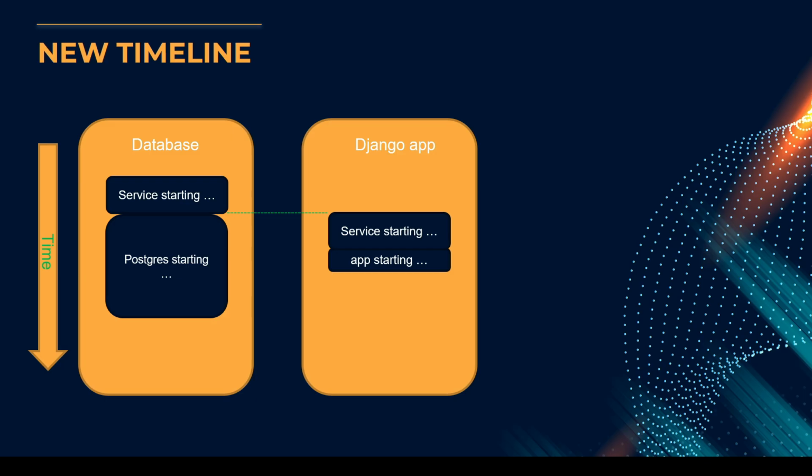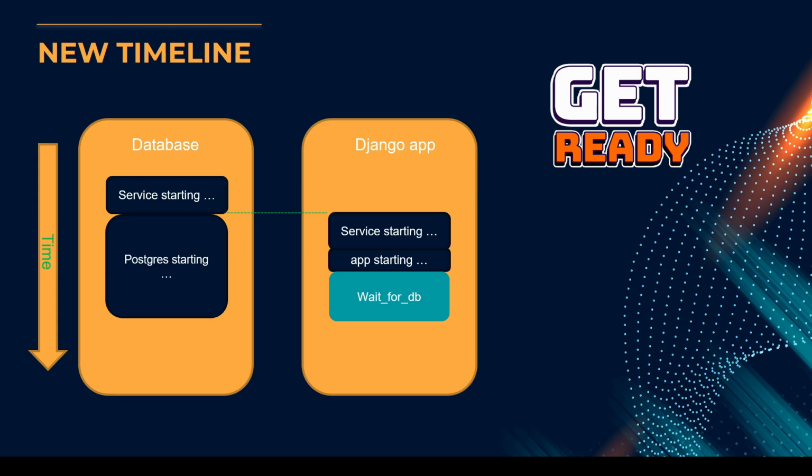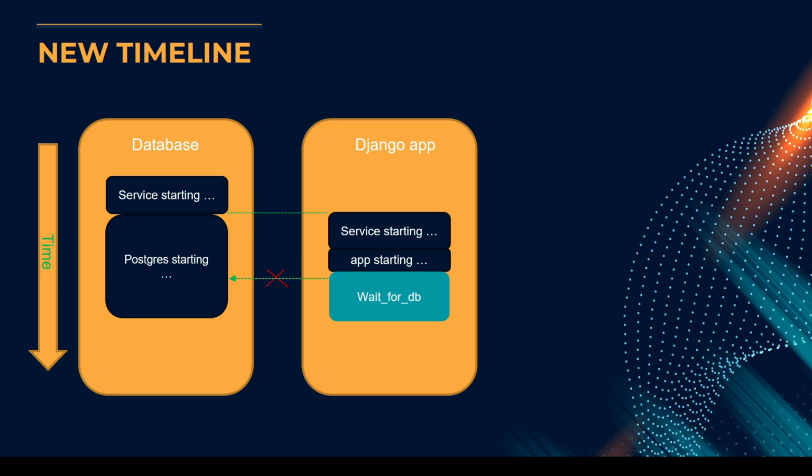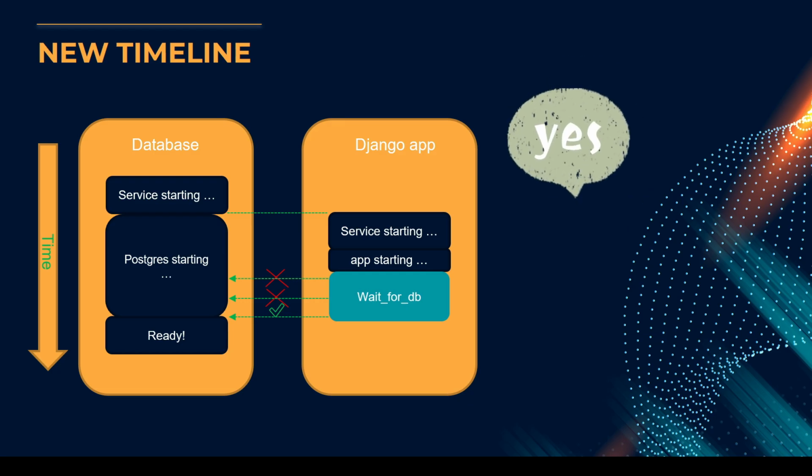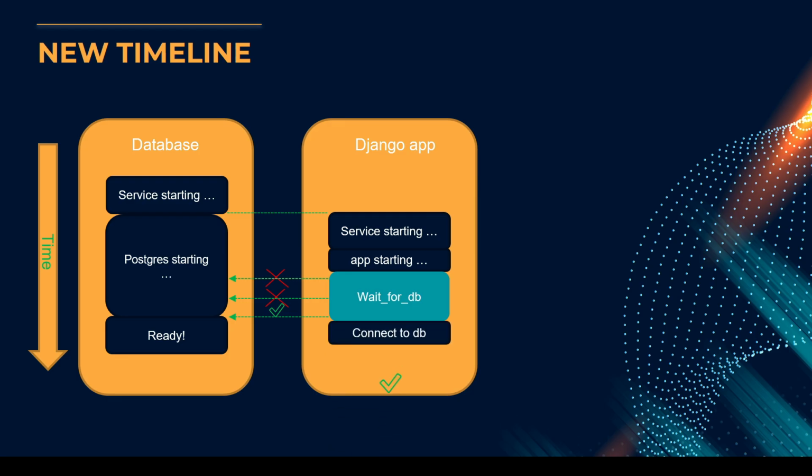But this time we have the wait for DB, so instead of just starting our Django app and trying to connect to the database, we are going to call our wait for DB command. And what this will do is it will check, is Postgres ready? And then because Postgres is still in the process of starting, it will say no, it's not ready. It will then check again, and say no, it's not ready. But then the third time it checks, the database has had enough time to start up, and then we can continue with our Django app execution and everything will work smoothly.